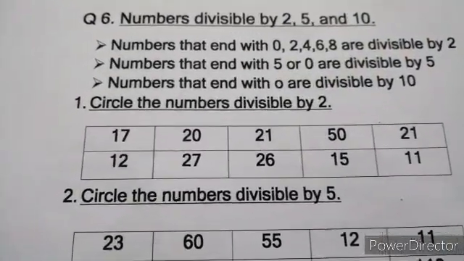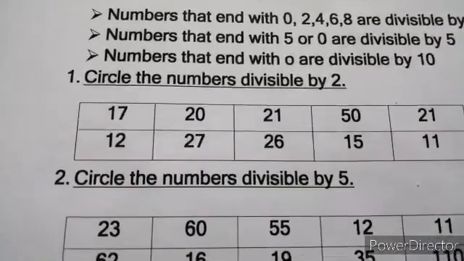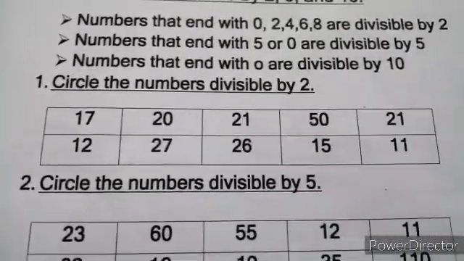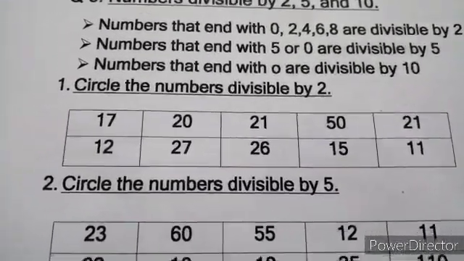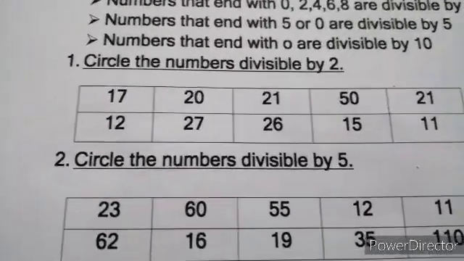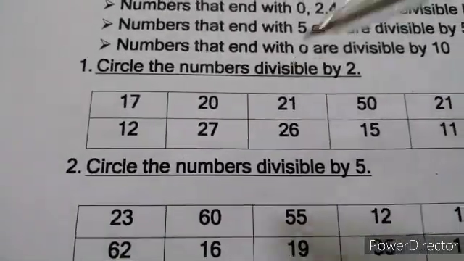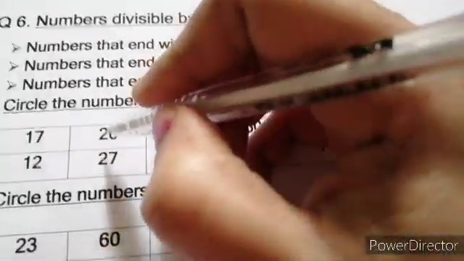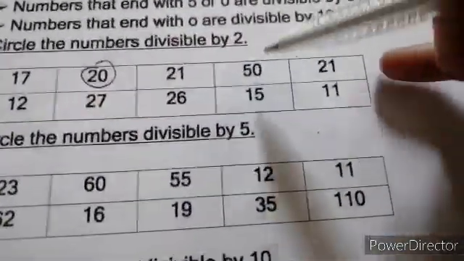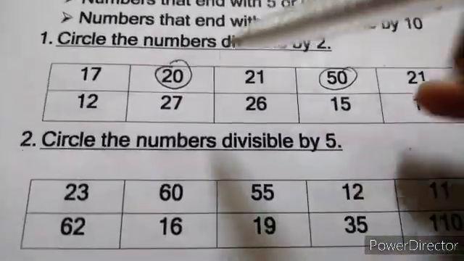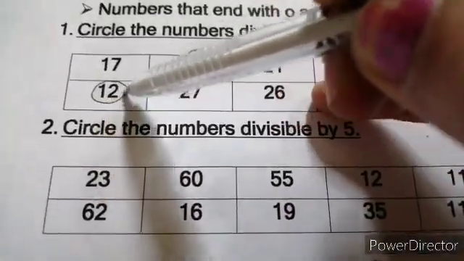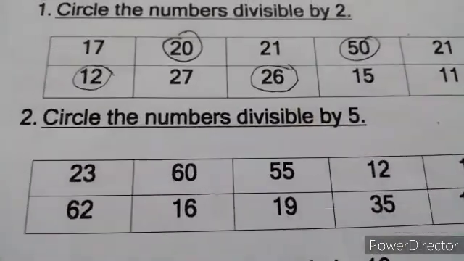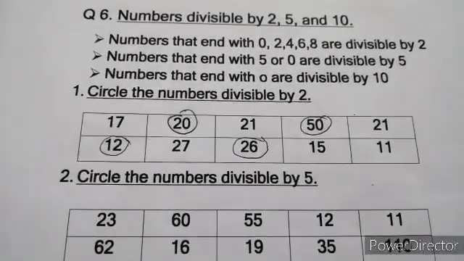So do you remember what is divisible? I told you. When a number is divisible by 2, that means when we divide by 2, there are no remainders. Nothing is left out. It is perfectly divided. That is what we call divisible. Okay. Now let's circle the numbers divisible by 2. So for 2, what all should it end with? 0. So 20, 50, 12. It should end with 2 also. 26. Yes, these are the numbers divisible by 2.